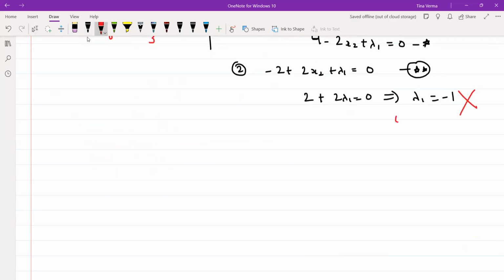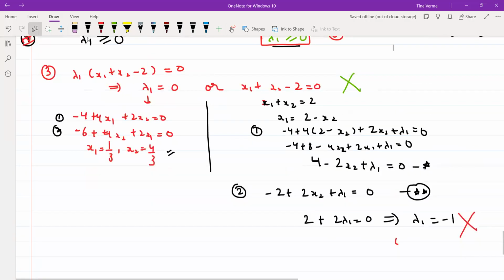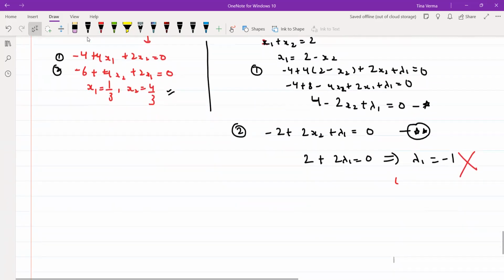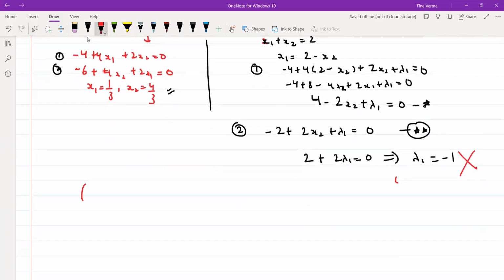So only the point you get here is, suppose you get 1 point from here, then you check which point is maximizing. If your lambda 1 had come out positive, then you could find x1 and x2 and find the value. Then you put them in your objective function and see for which one you get the minimum value. But here we have got only 1 point, 1 by 3 and 4 by 3. So that means this is my optimal solution.